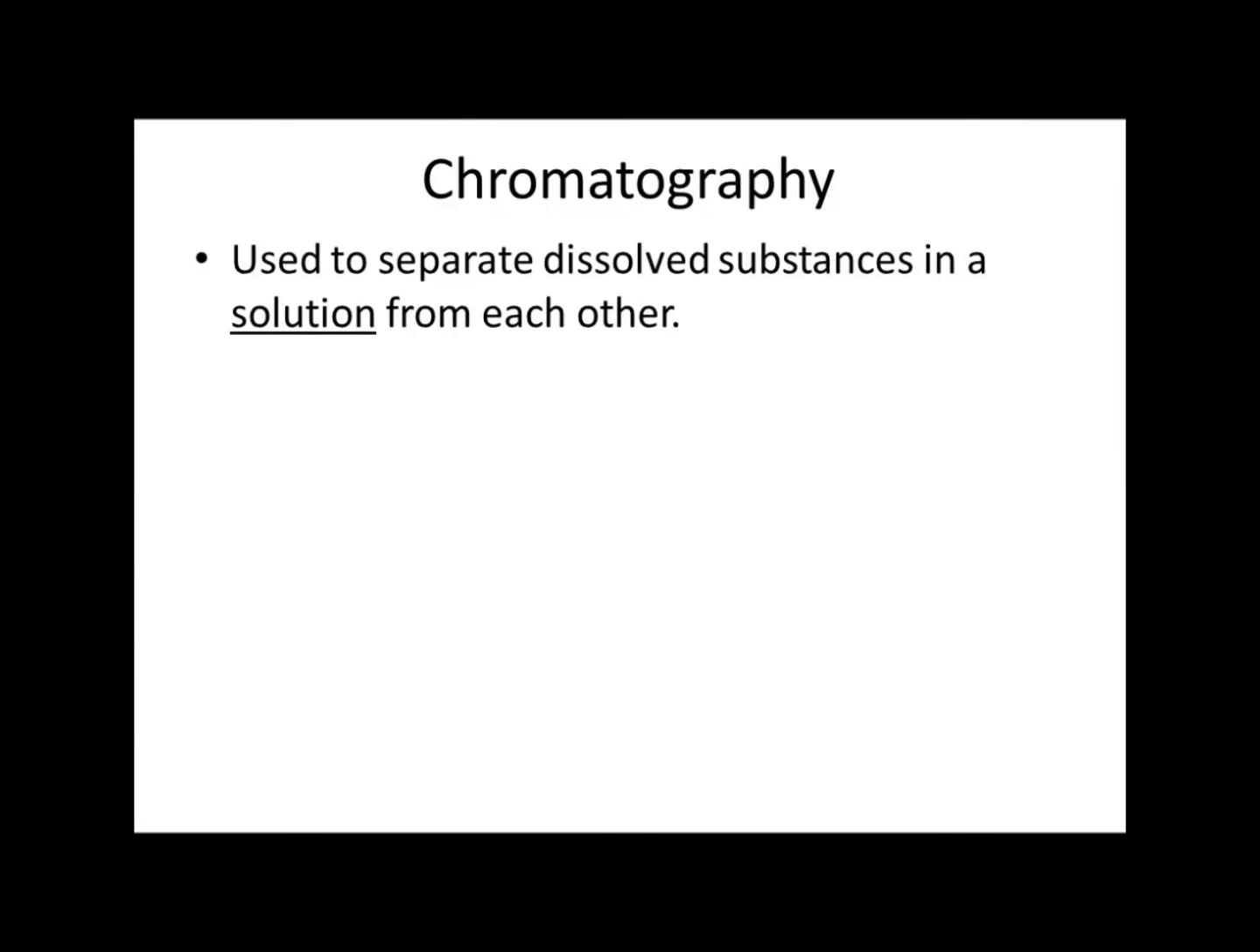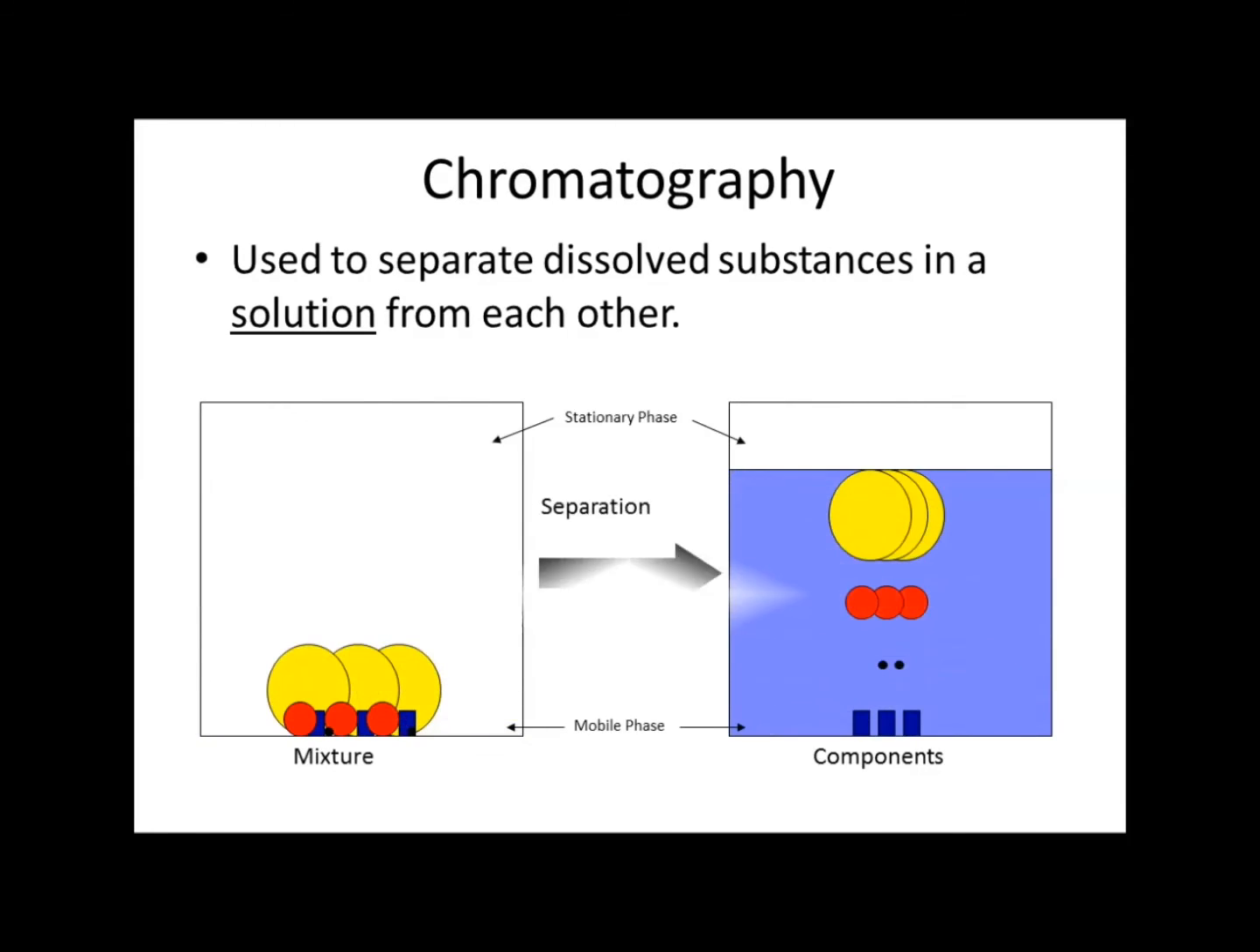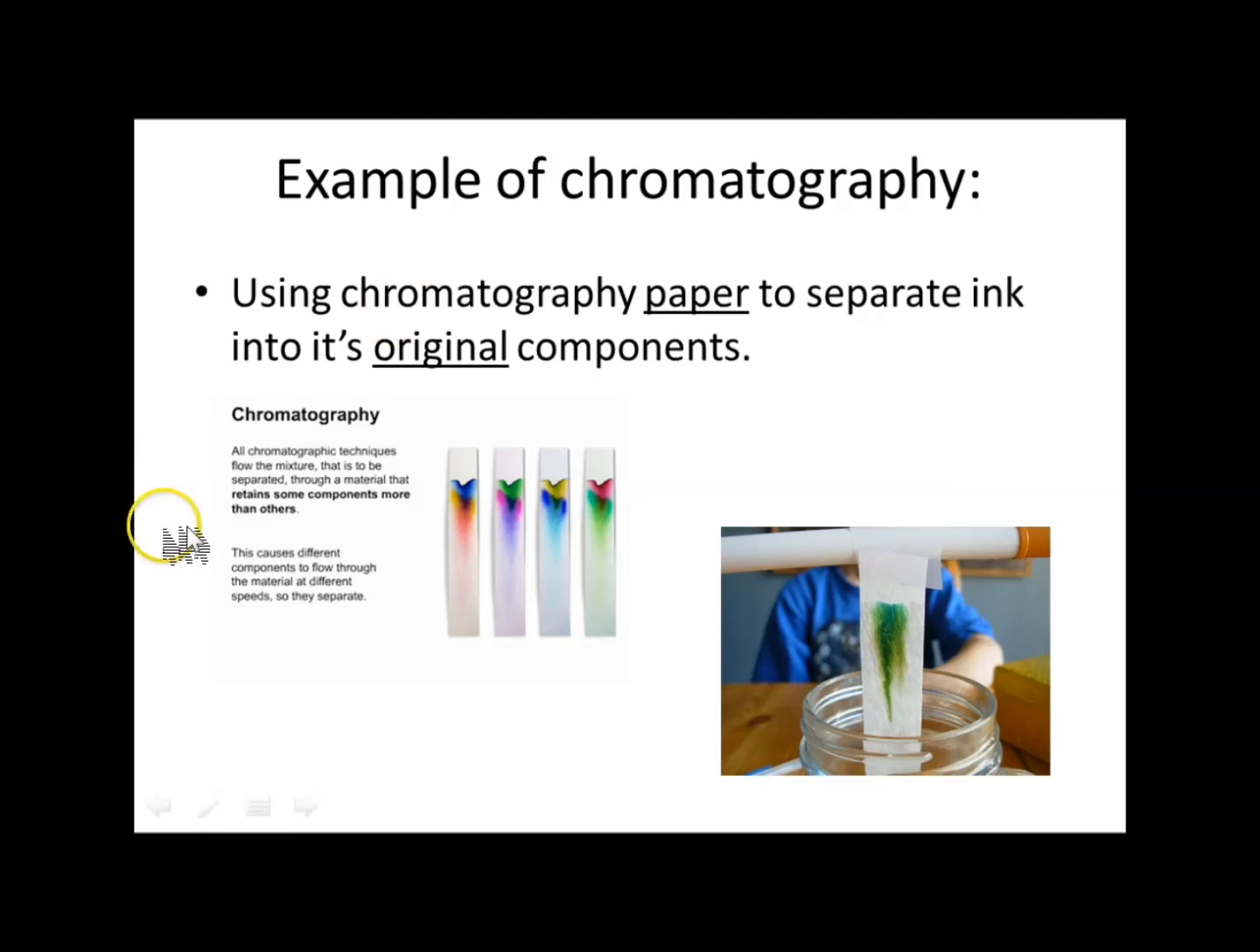The last one we're going to talk about is chromatography, and this is used to separate dissolved substances in a solution from each other. So an example would be a permanent marker. A permanent marker usually has different color ink in it. Okay, so if you put a dot of permanent marker on chromatography paper, you can use the solvents and separate those different colors. And depending on how large the particles are, is how far they'll move up the paper. And you can see that right here. And here is a look at how it would look in reality.